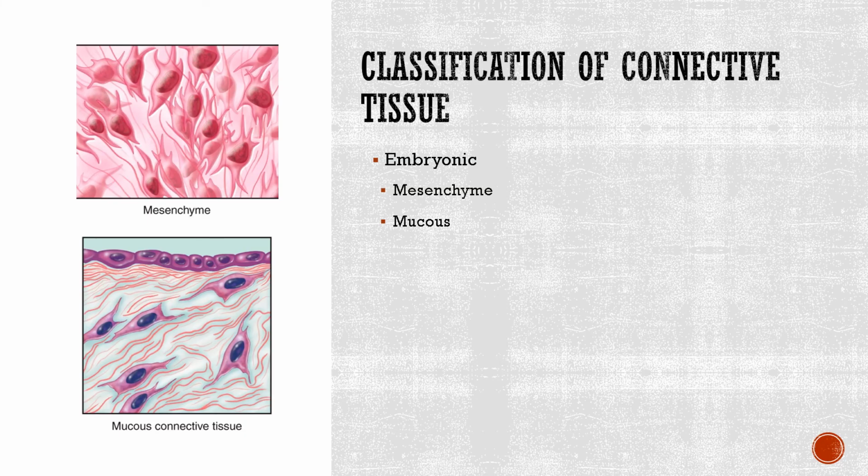Now there are two major classification groups of connective tissue. These are embryonic and mature. So first off, very briefly about embryonic. We won't go over this one too much, but there are two types of embryonic connective tissue, mesenchyme and mucus. Mesenchyme is present primarily in the embryo and the fetus, but we do see mucus connective tissue later on in life as well.